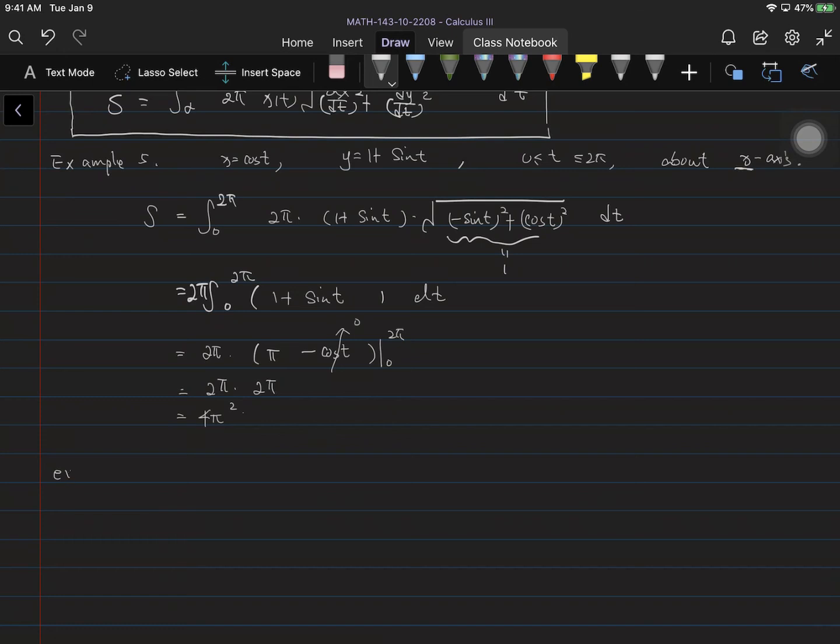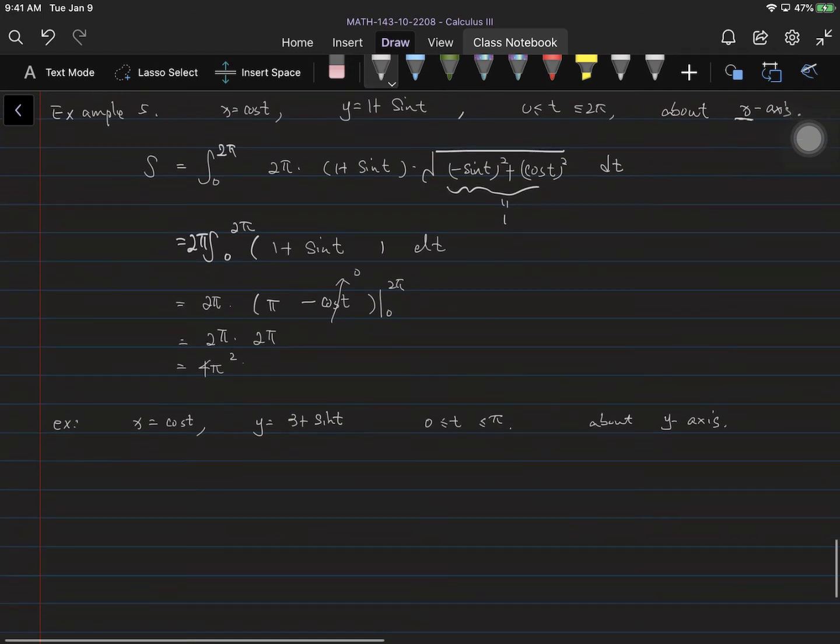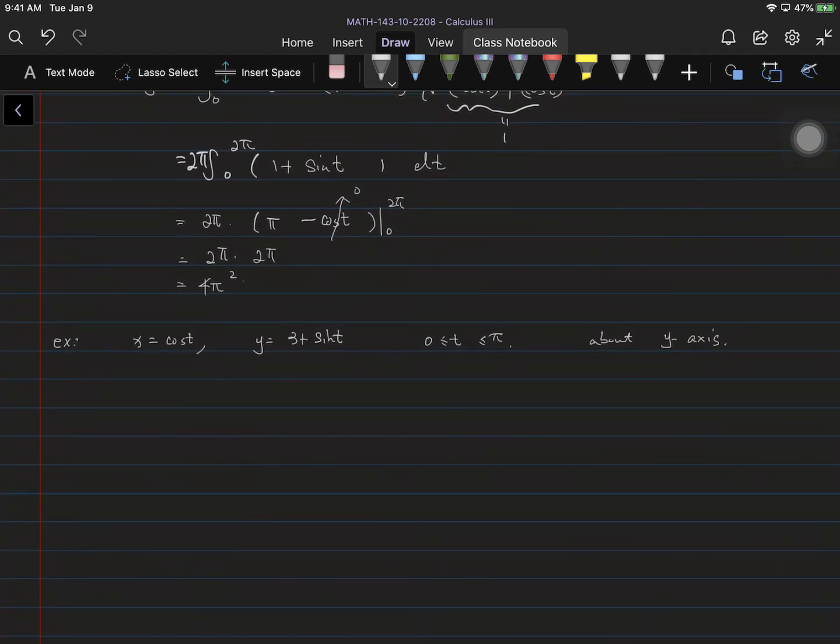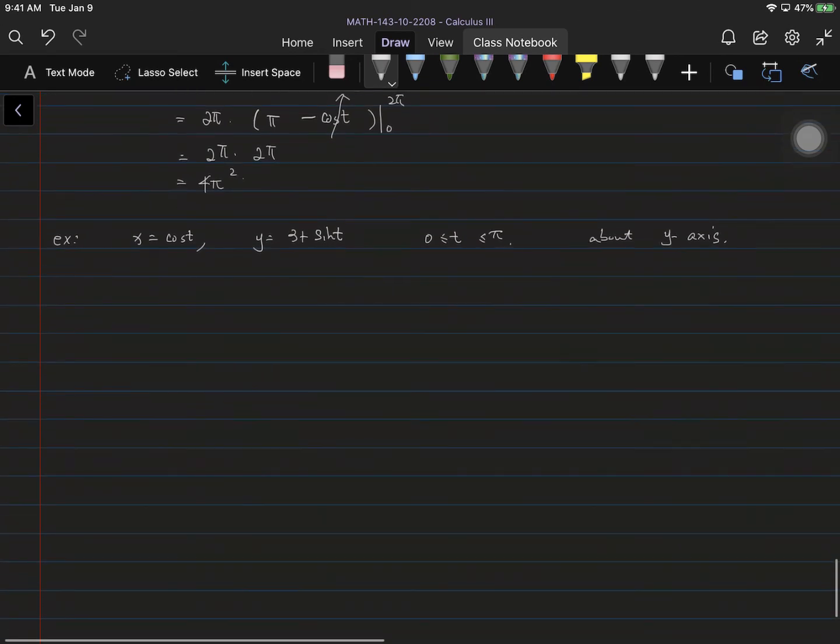You can try this exercise problem. x equals cosine t, y equals 3 plus sine t, t from 0 to pi, about the y-axis. Okay, you can try this. I will give you the solution later. So that's all we need to know in this section. 11.2 is all about the calculation of parametric equations. So let's have a quick summary.